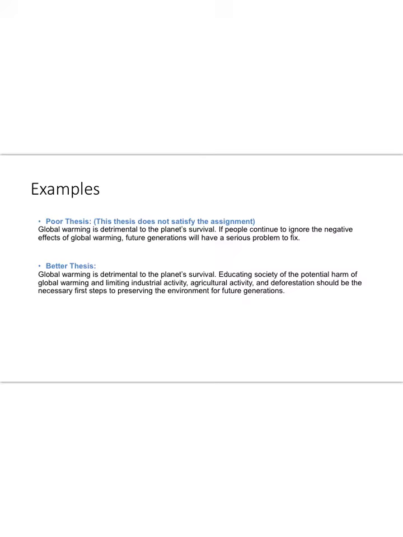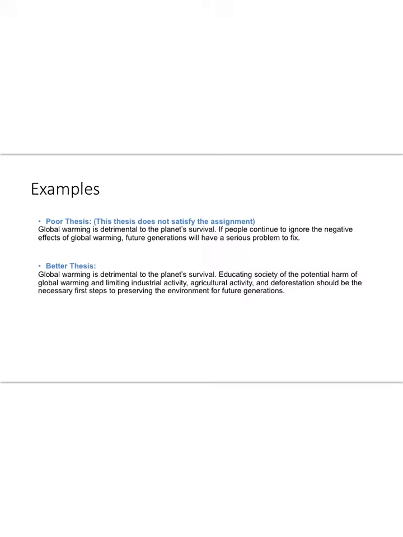Global warming is detrimental to the planet's survival. If people continue to ignore the negative effects of global warming, future generations will have a serious problem to fix. So this thesis, not only is it pretty vague in general, it's just focusing on the problem, which is not supporting something. So if I asked the student, what are you supporting? It's really sort of unclear. And I guess you could say you're supporting the change of global warming or the education, but that's not what this thesis is saying. Again, the reader should not have to connect these dots. You should do it for them.